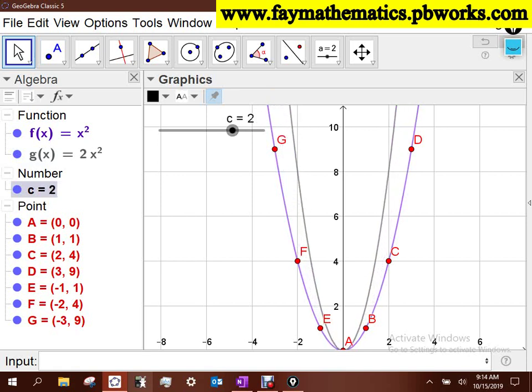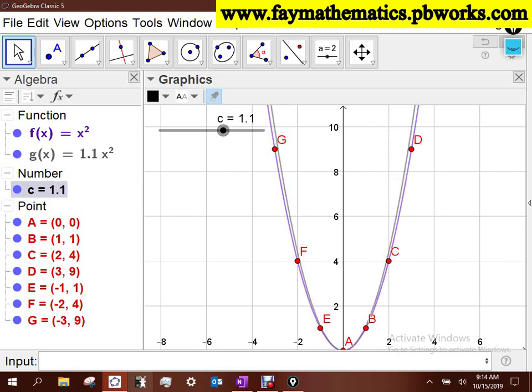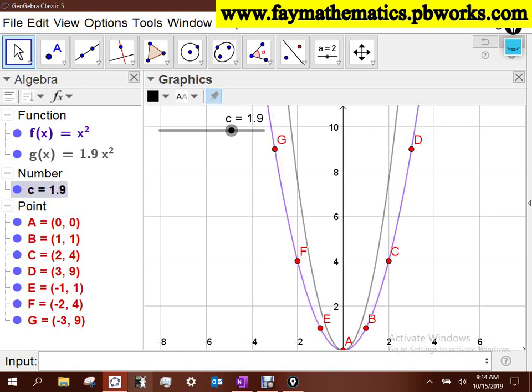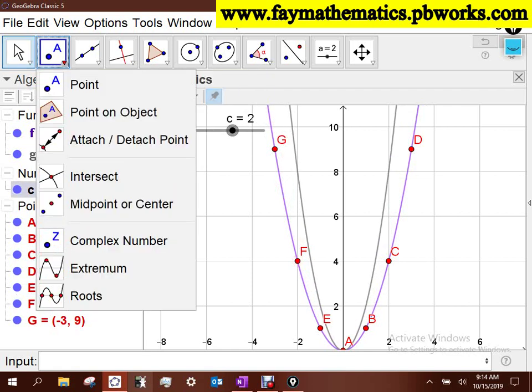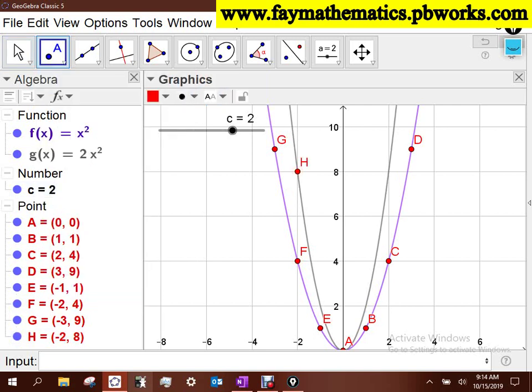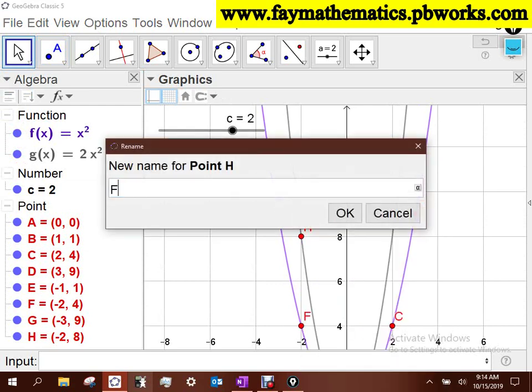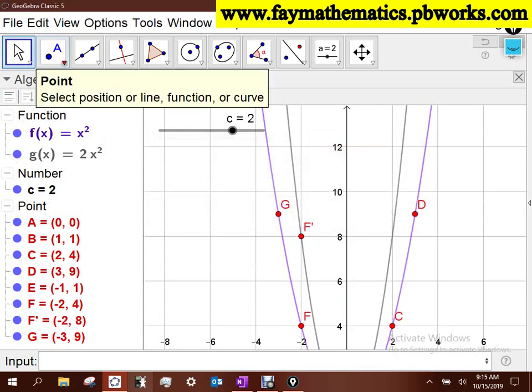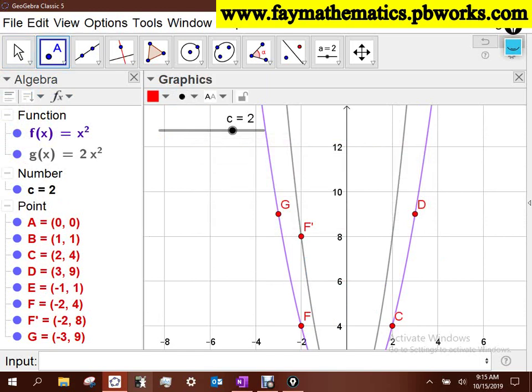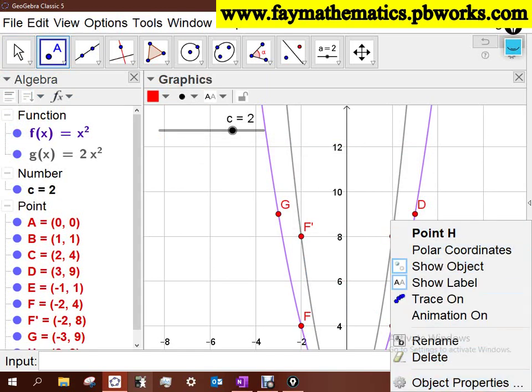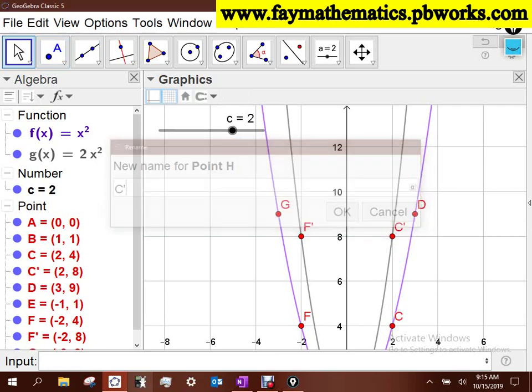Okay? Now, what I want you guys to realize here is that this point here correlates now when C is, let's make it 2, to that point there. So F and H match up. Does that make sense? So let's call that, just to make it a little bit easier to see, let's call this F prime. Okay? I'll put C in here. We'll make this C prime.